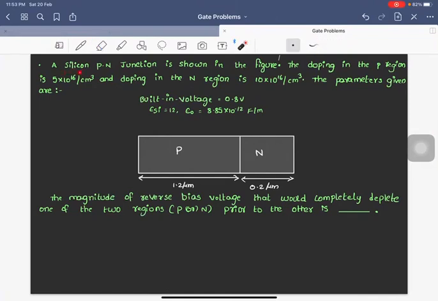Hello everyone. In this video, let's see the final question in EDC for GATE 2021 ECE students. A silicon PN junction is shown in the figure.